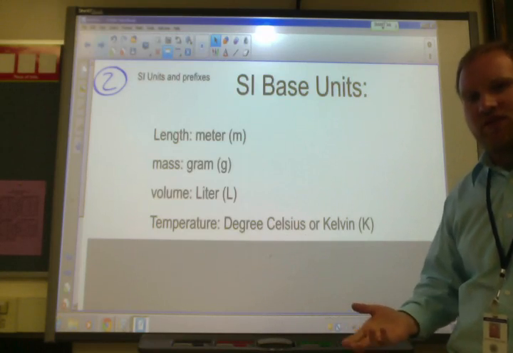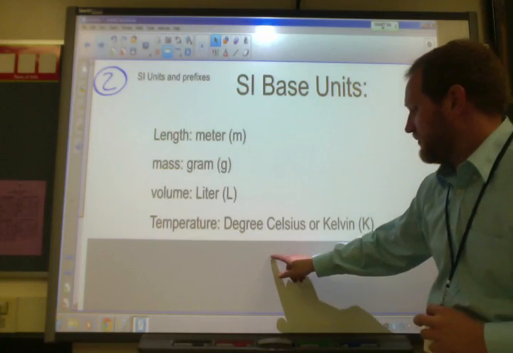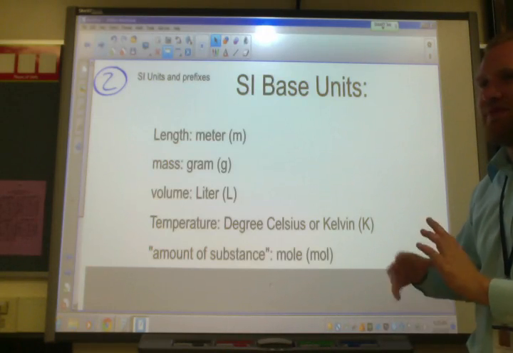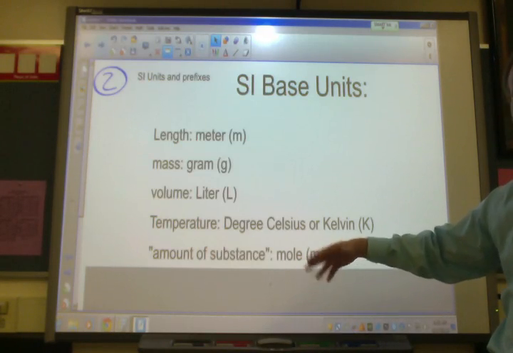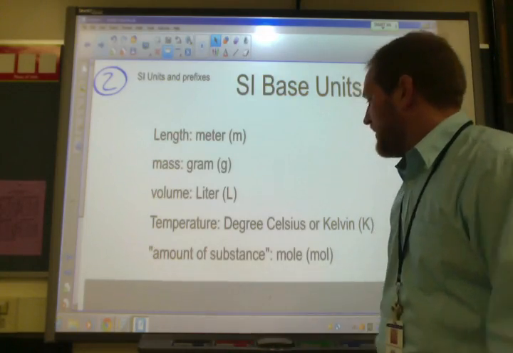Degrees Celsius is commonly used in the lab, but Kelvin is kind of a more absolute temperature. We'll get to that with gas laws. And the amount of substance, I put that in quotes because it doesn't really mean much now, but we'll be using this mole throughout the year. So it's just important to note that the amount of a substance really is the mole, and we'll explain that as we go through the year.